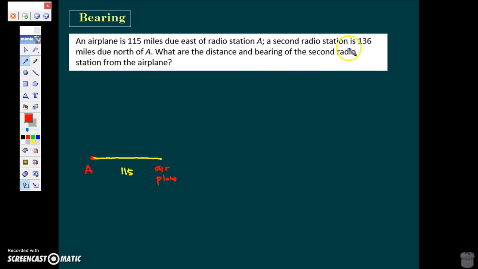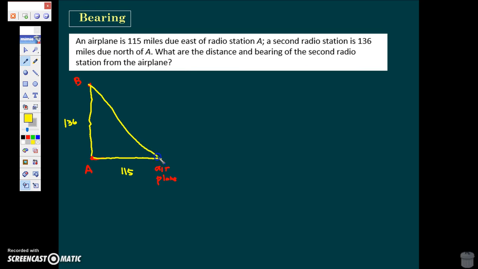A second radio station is 136 miles due north of A. So from A, there is a reference point due north somewhere here. Let's have this as point B where the second station is, and the length of this, the distance from A to B, is 136 miles. So the questions are simply: what are the distance and bearing of the second radio station from the airplane, meaning the distance of point B to the airplane.